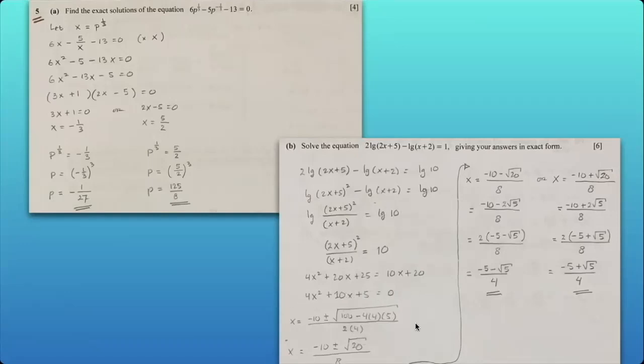equation. And then we can apply the quadratic formula where a is equal to 4, b is equal to 10, c is equal to 5, to get this. Okay. And then we can solve for x. So there you go.